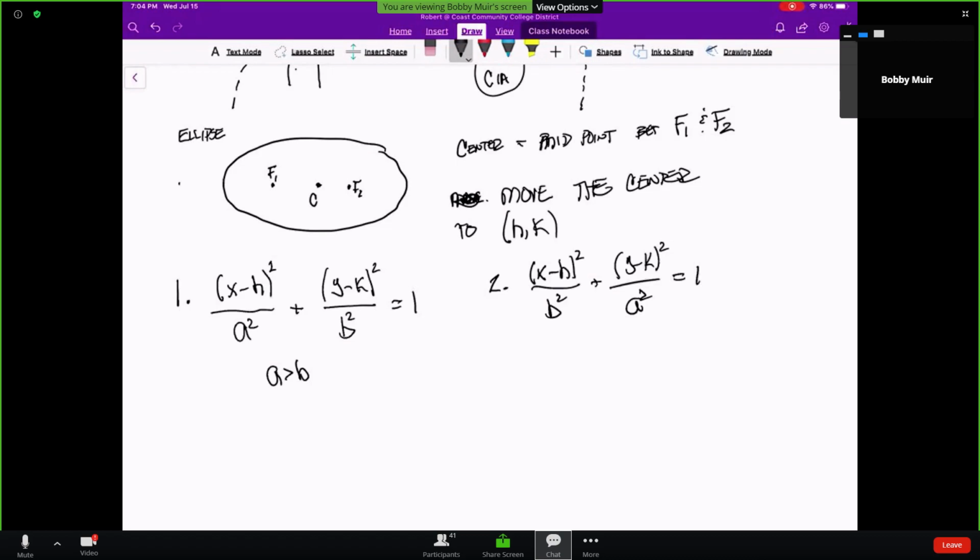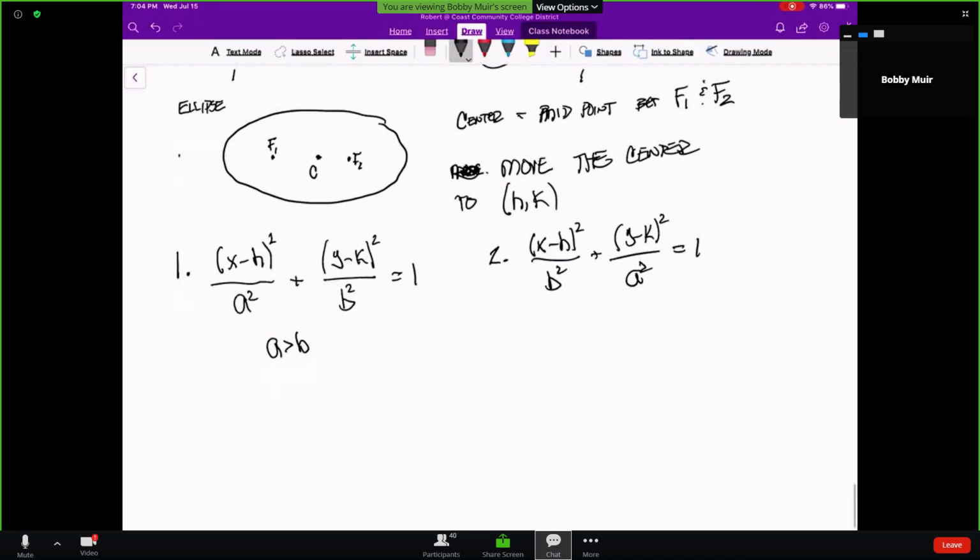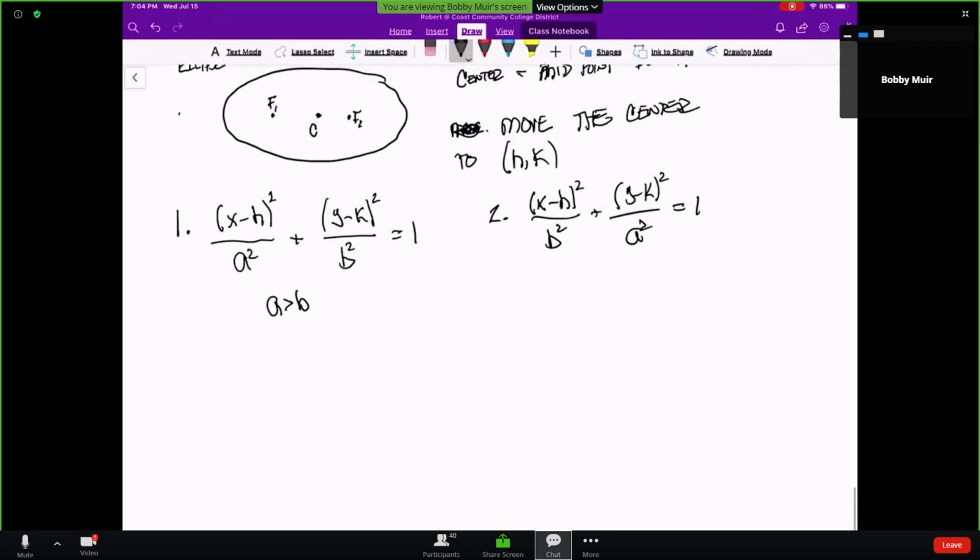And if any of you ever get into teaching or tutoring and you're doing this conic section stuff, it kind of drives you nuts that some books use different letters and they're inconsistent and whatever.